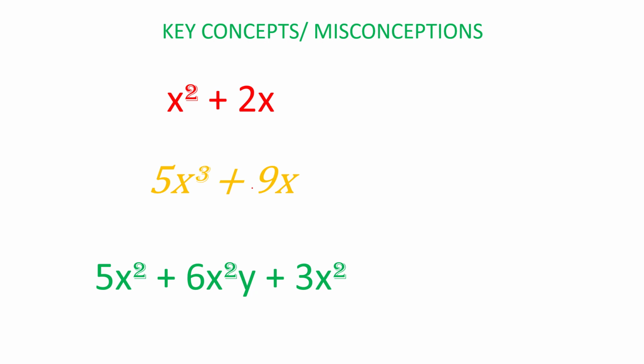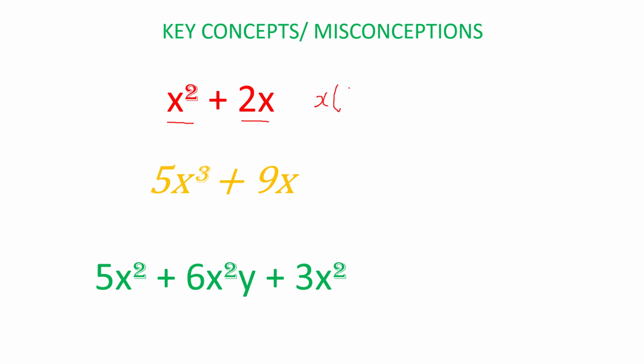Perfect. Now we're going to move on to more challenging questions. So the highest common factor here is x. So we take the x on the outside.